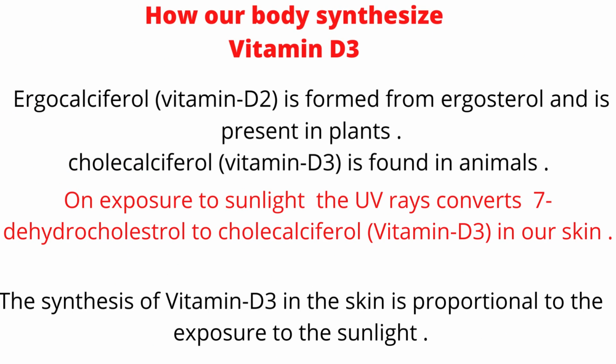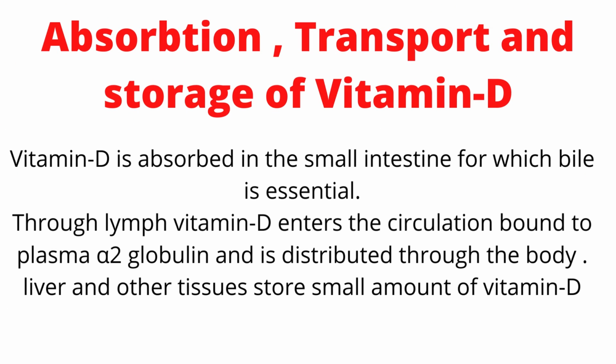Now coming towards absorption, transport and storage of vitamin D. Vitamin D is absorbed in the small intestine, for which bile is essential. Through lymph, vitamin D enters the circulation bound to plasma alpha 2 globulin and is distributed through the body. Liver and other tissues store small amounts of vitamin D.